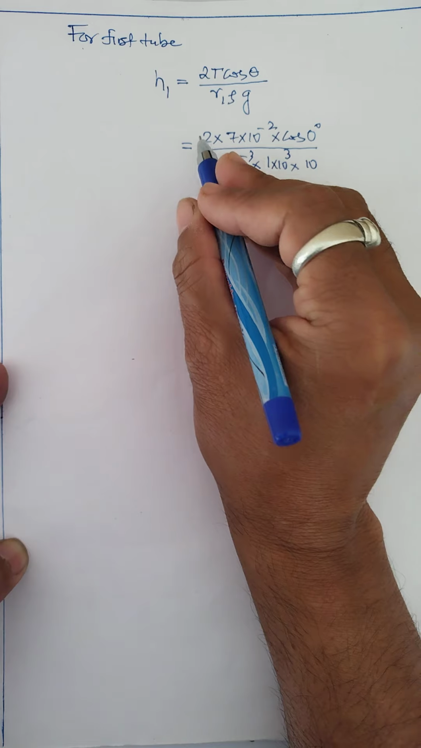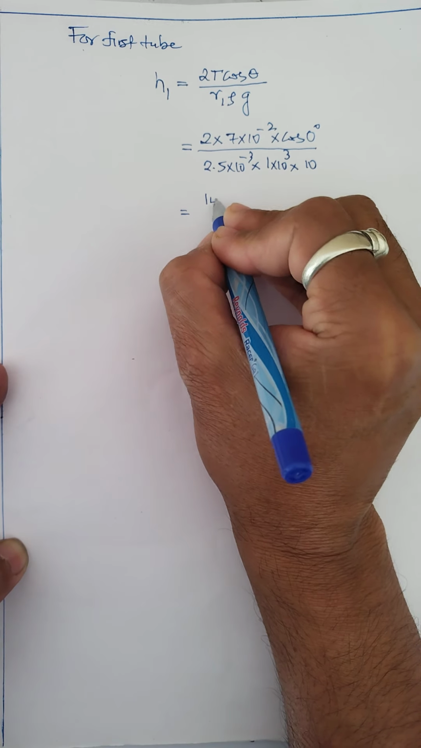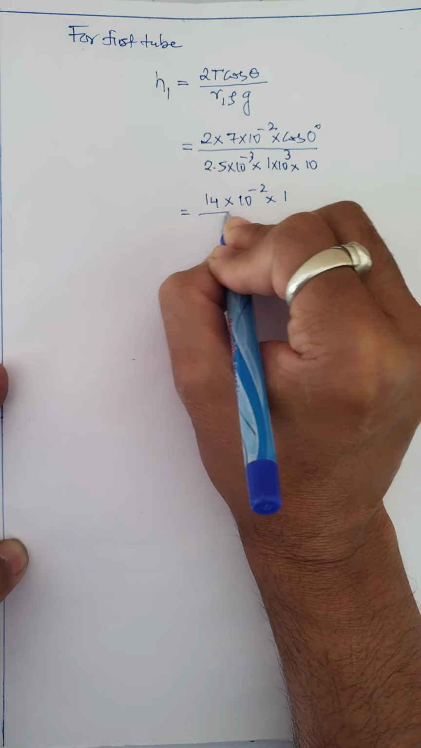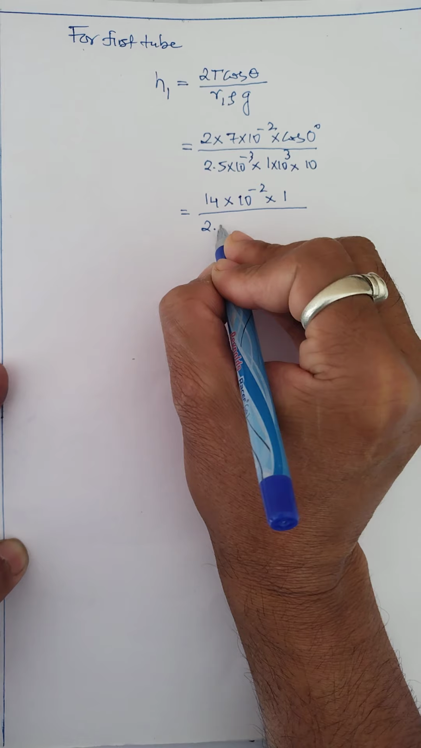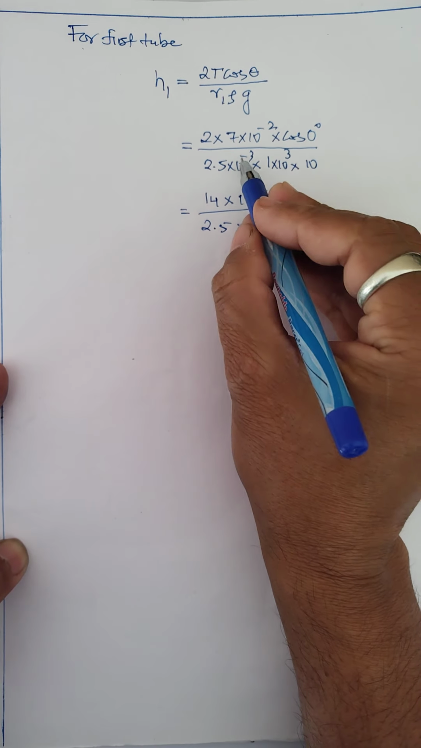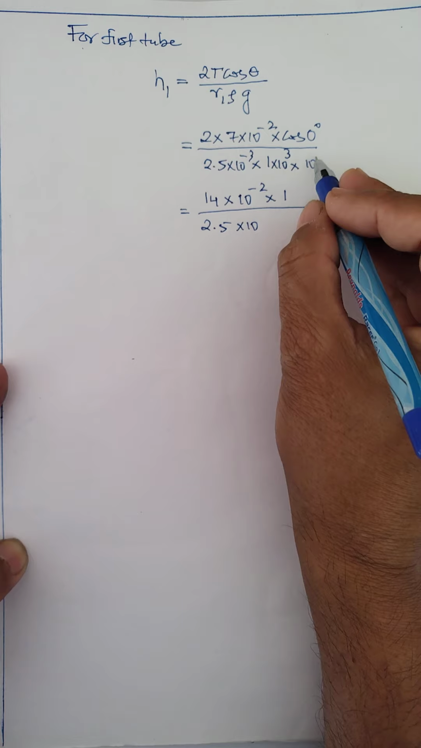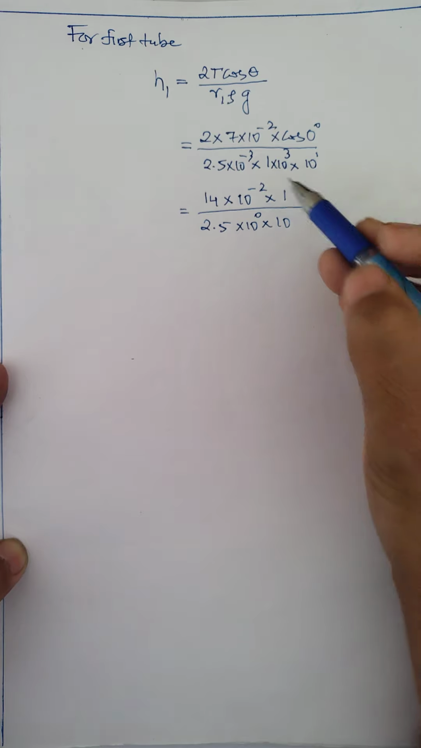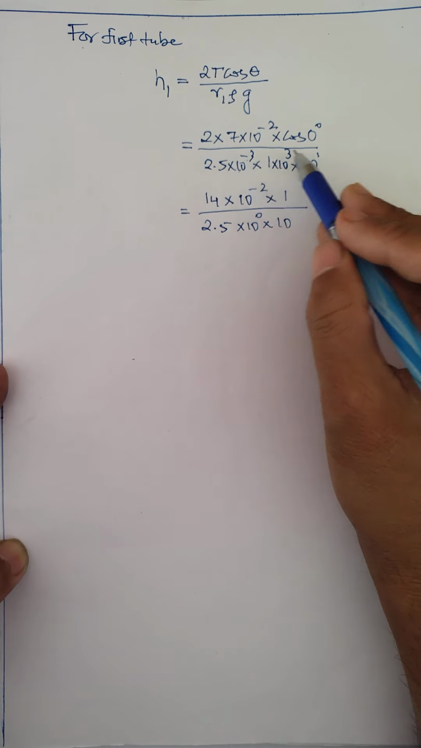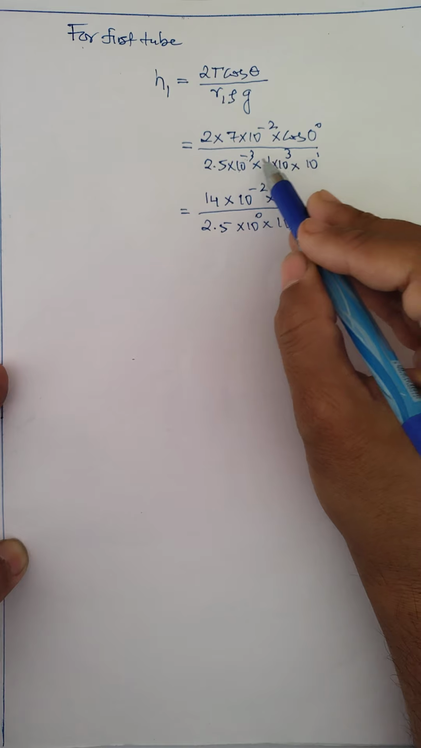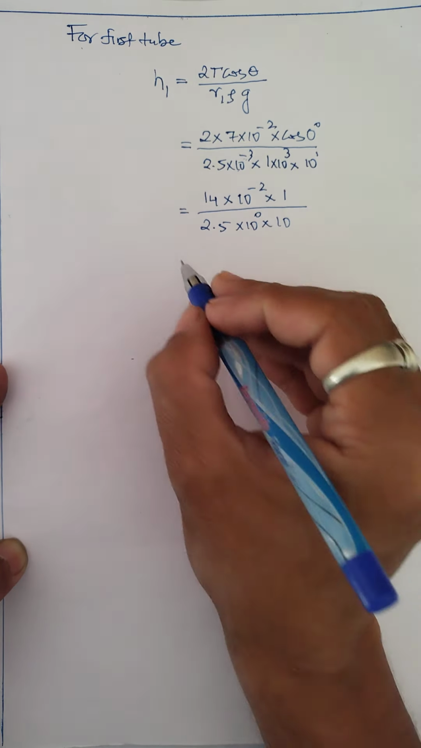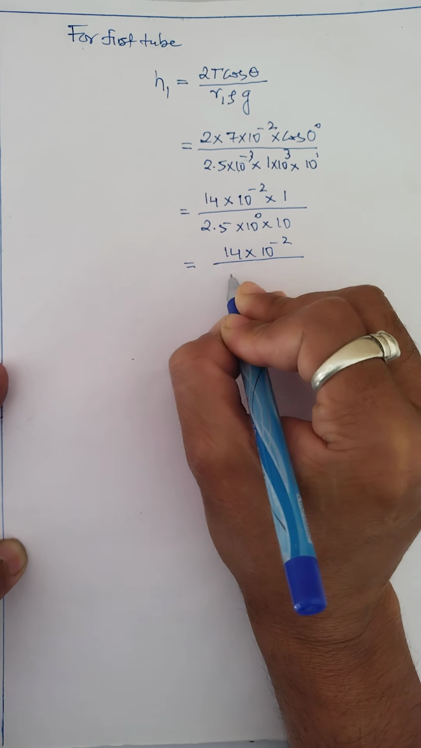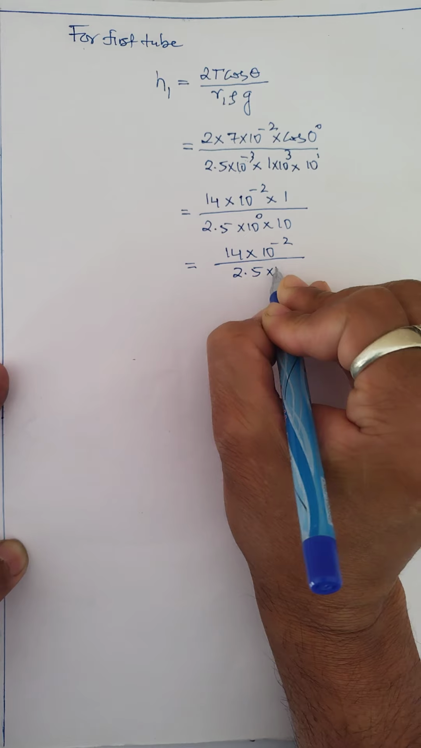Now let me multiply: 2 7s are how much? 14. Okay, into 10 to the power minus 2, cos 0 degree is 1, whole divided by 2.5 into 10 to the power minus 3 plus 3 is 0, and this 10 1. So this 10 only, because 10 to the power minus 3 and 10 to the power 3, if you add the same power with opposite sign, means 0. Minus 3 plus 3 means 0. So it is 14 into 10 to the power minus 2 by 2.5 into 10.